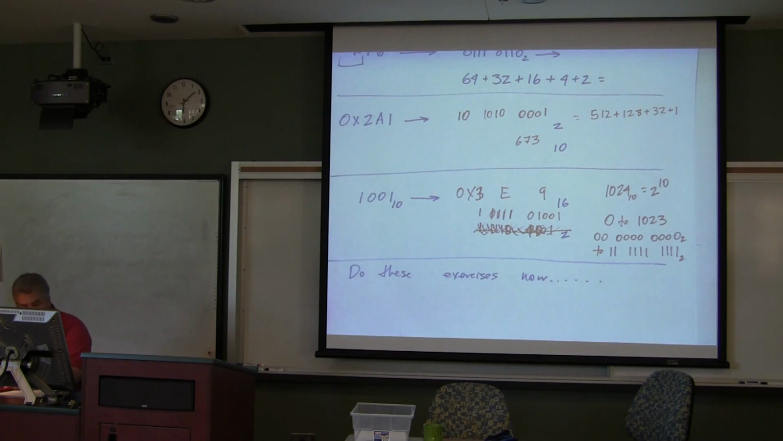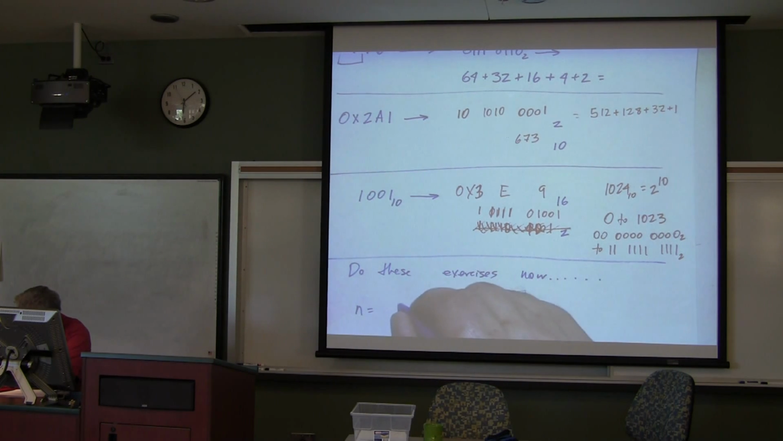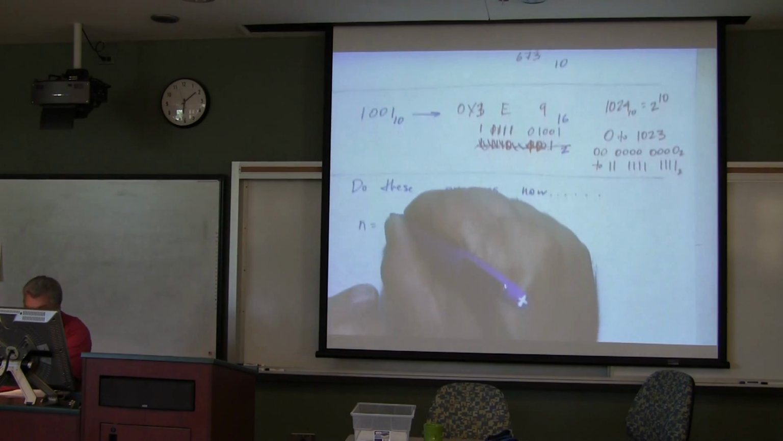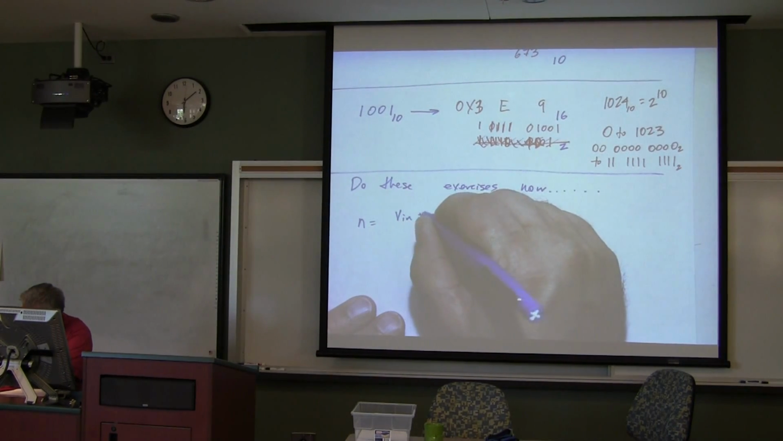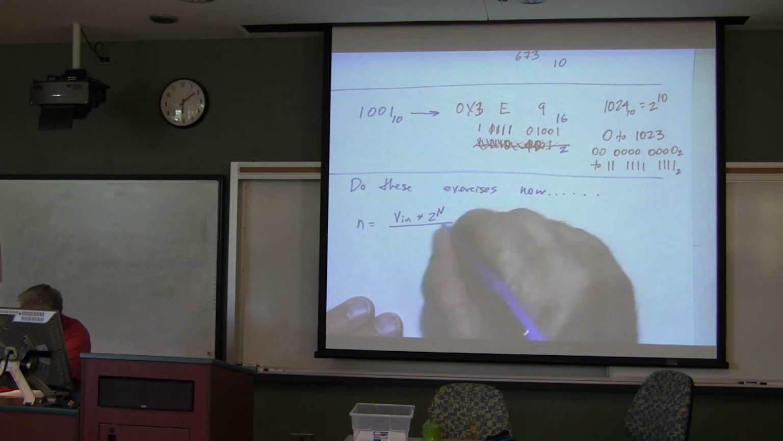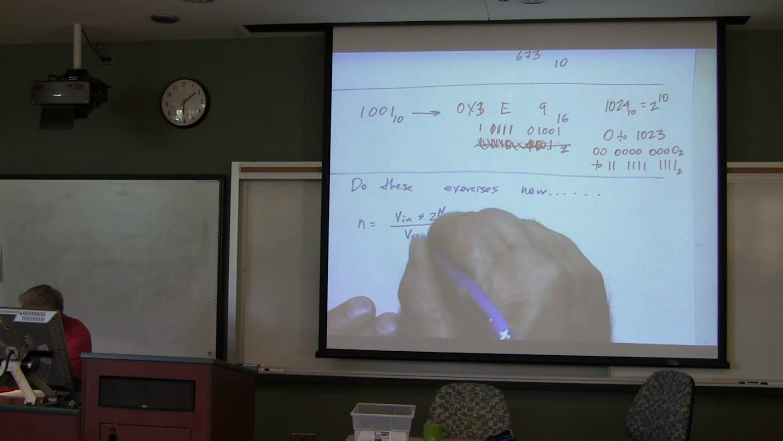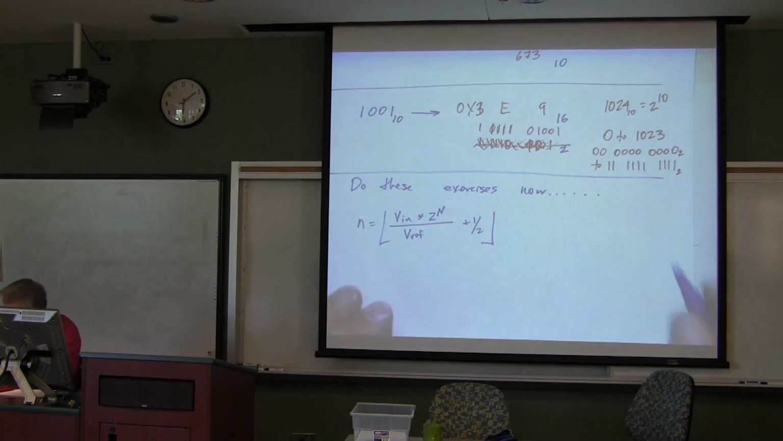And I'm not smart enough to do it with the, what do you call this thing? Mouse. So we have, in our example, our number is going to be equal to, what did we say our formula was? Vin minus Vref times 2 to the big N over Vref plus 1/2, and take the floor of that.